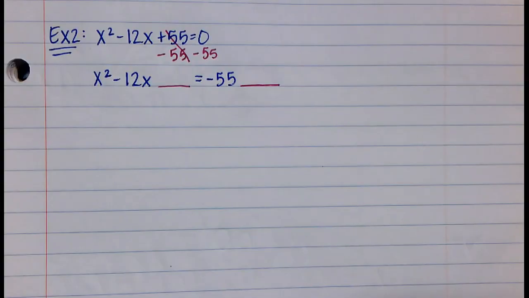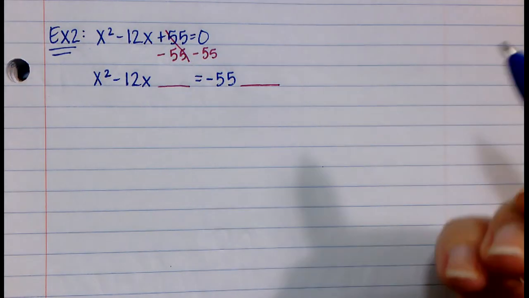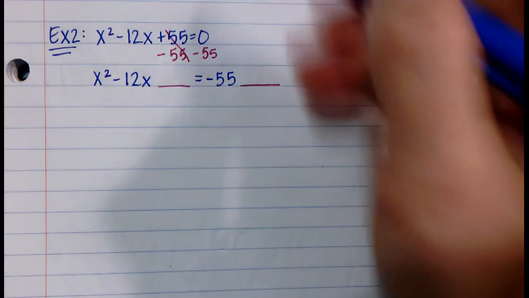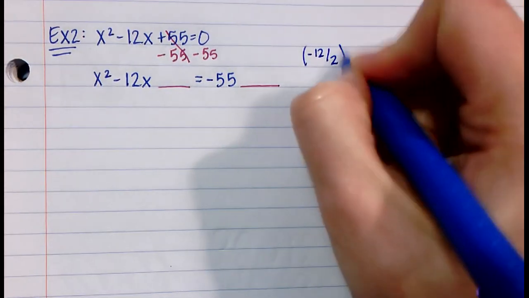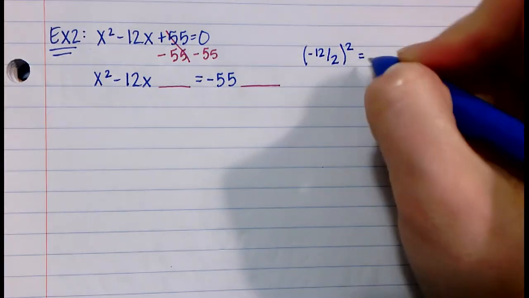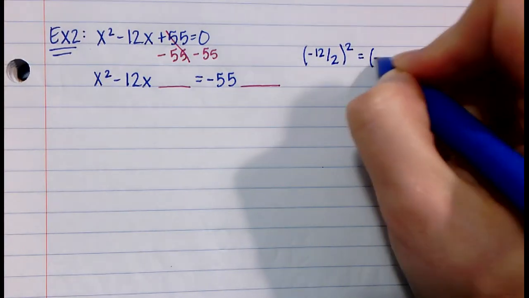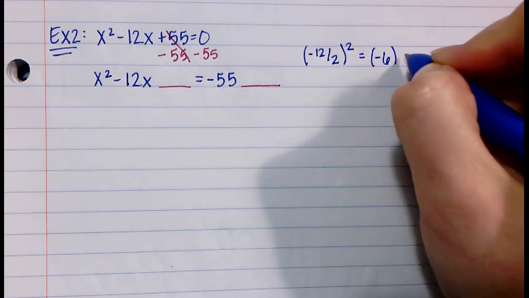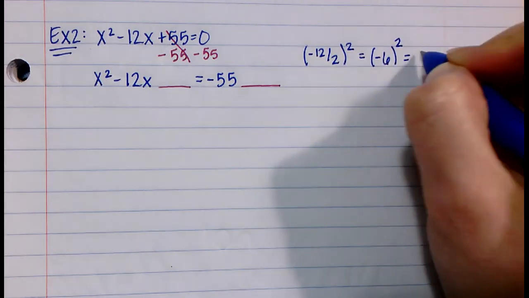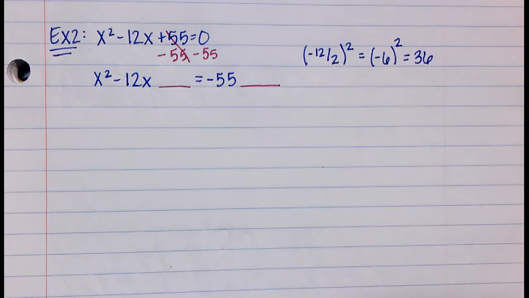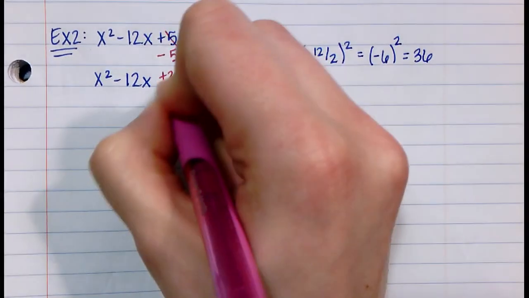Let's take our b term, divide it by 2, and square it. So -12 divided by 2, square it. -12 divided by 2 is -6. Square -6, and we get positive 36. Add 36 here. Add 36 here.